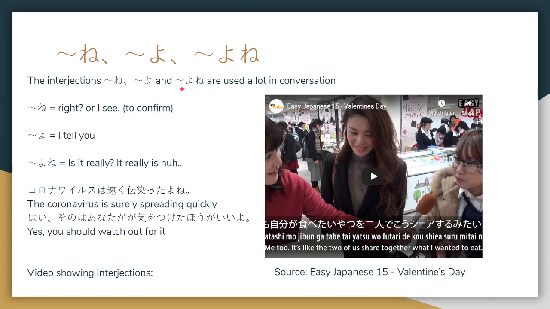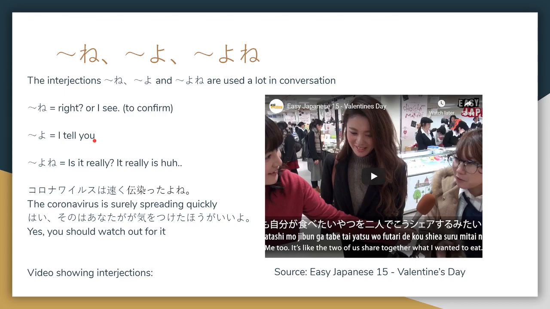I'm about to show you a video. It's from Easy Japanese, and I don't think I've heard a yone, but there's definitely one ne and one yo, and I'll only show you about 2 minutes. Ne means right or I see. It's to confirm. So like, そうですね. You hear that quite a lot as well. そうですね. Right?